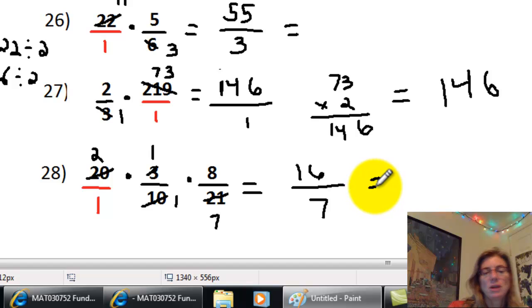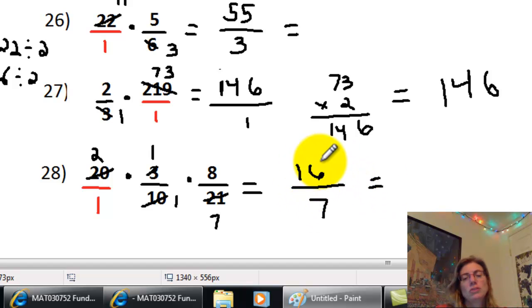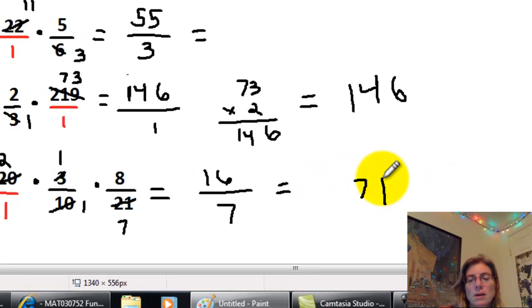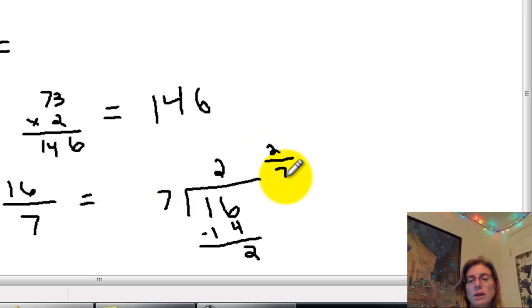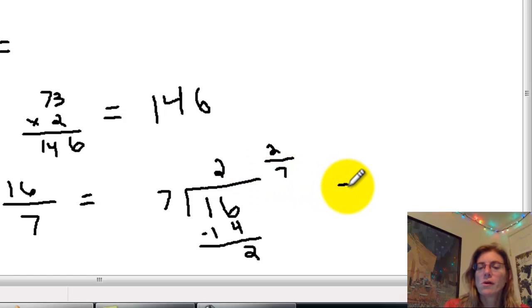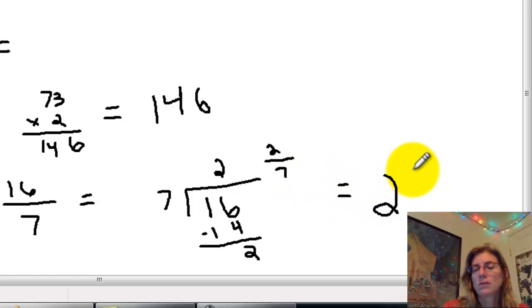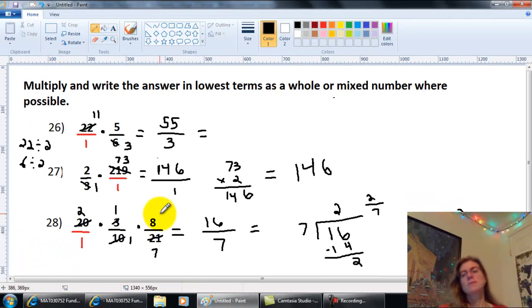Once again, we have to change our improper fraction to a mixed number. 7 into 16. 2 times 7 is 14. Subtract. Remainder of 2. So we put the remainder as the numerator and the divisor as the denominator. And we get 2 and 2/7 for problem number 28. Okay.